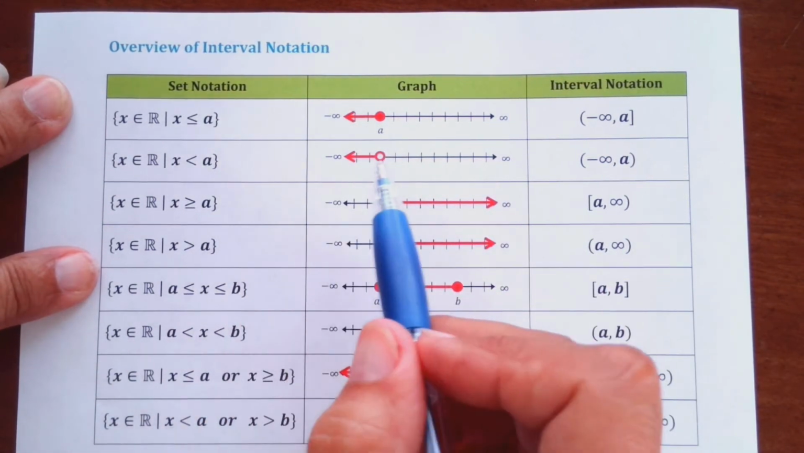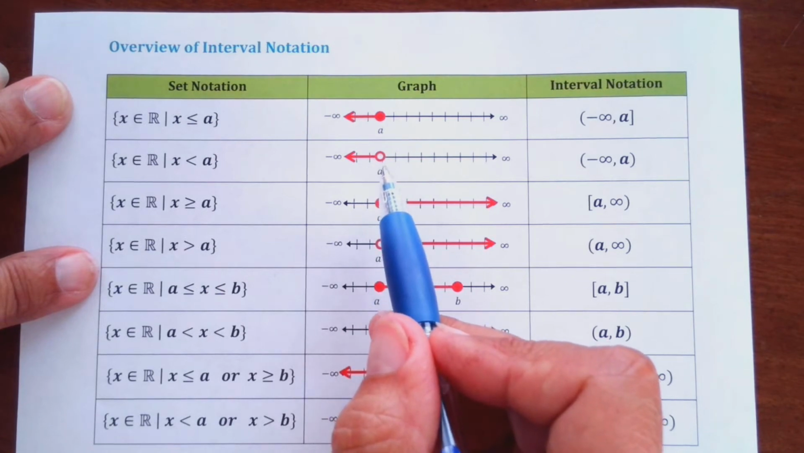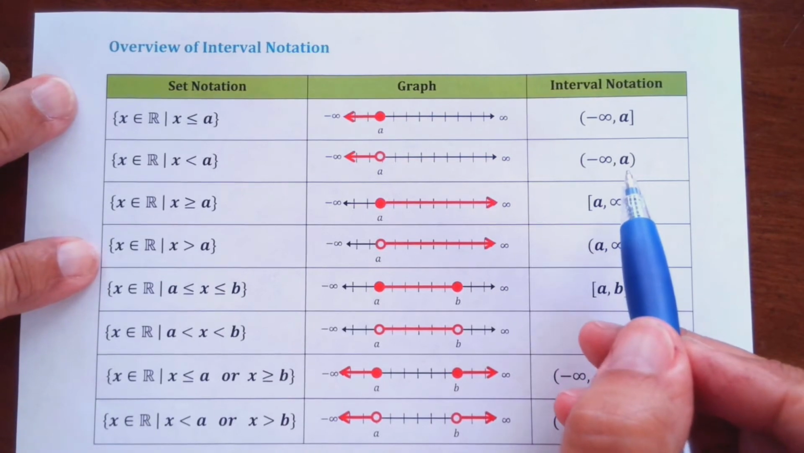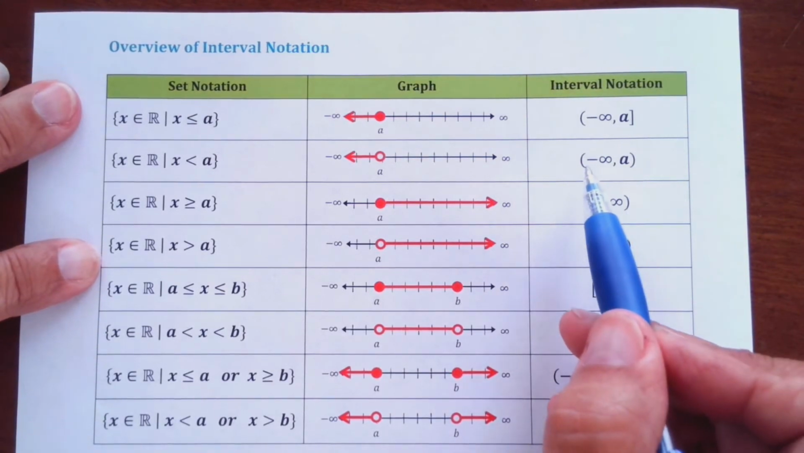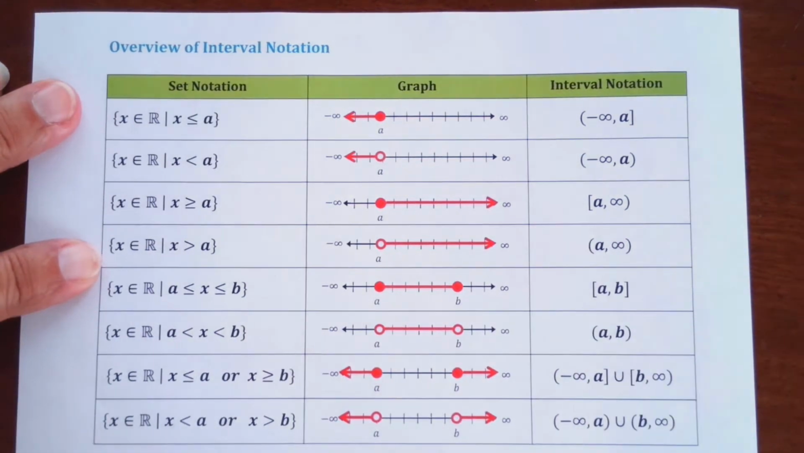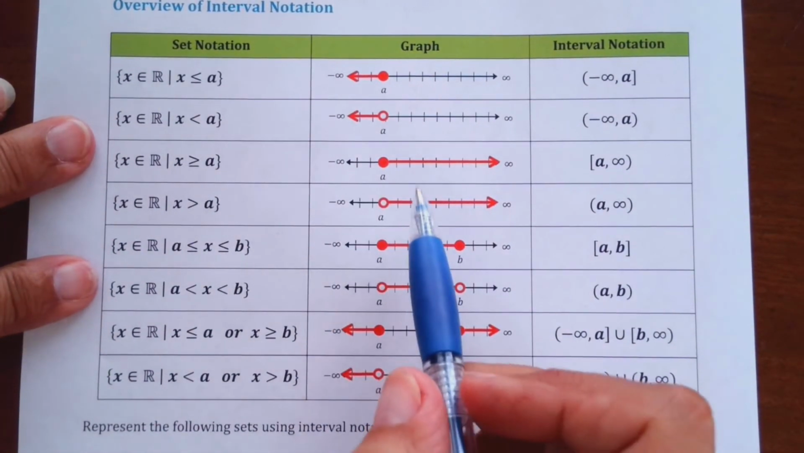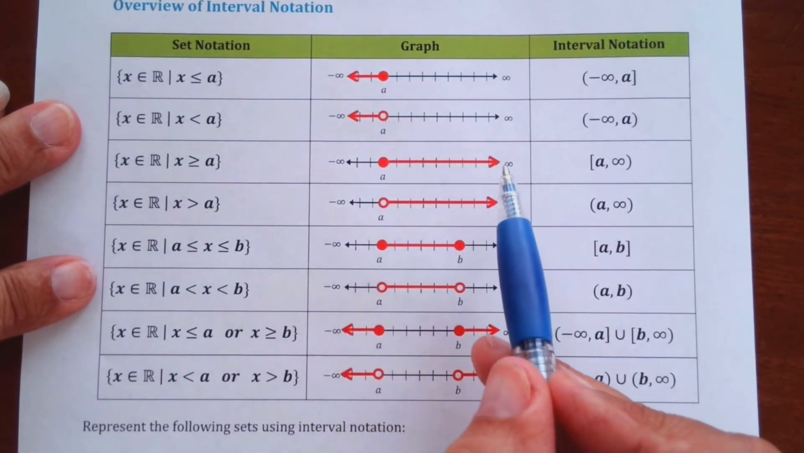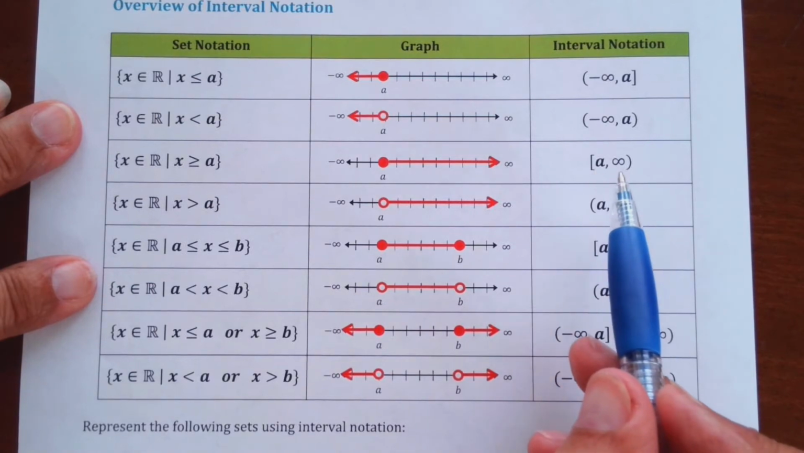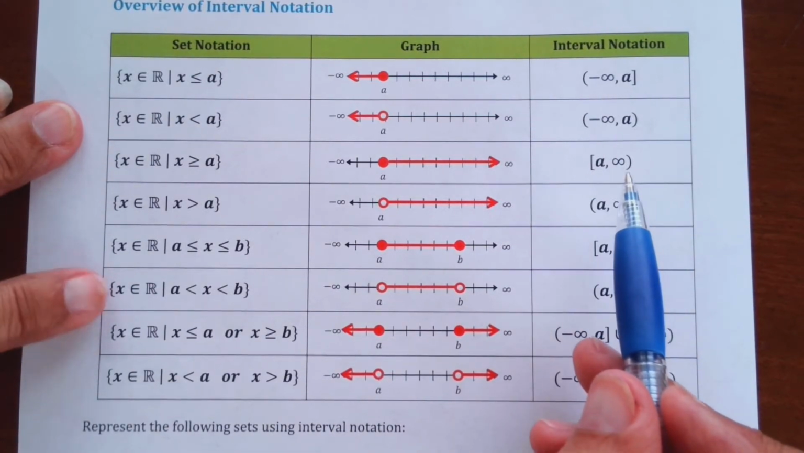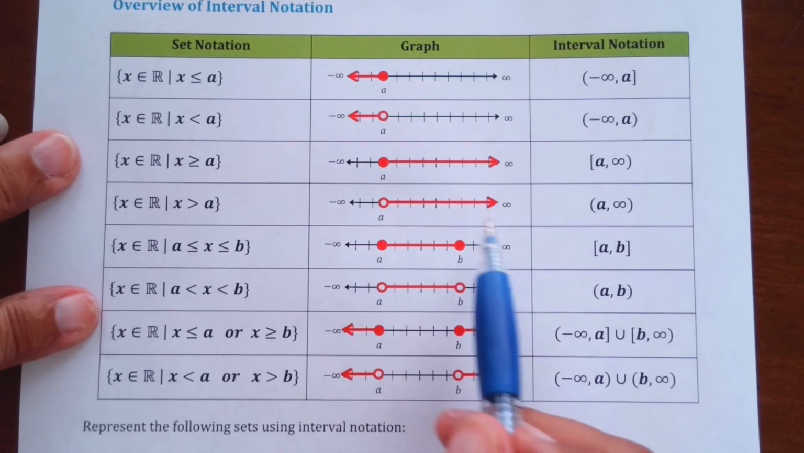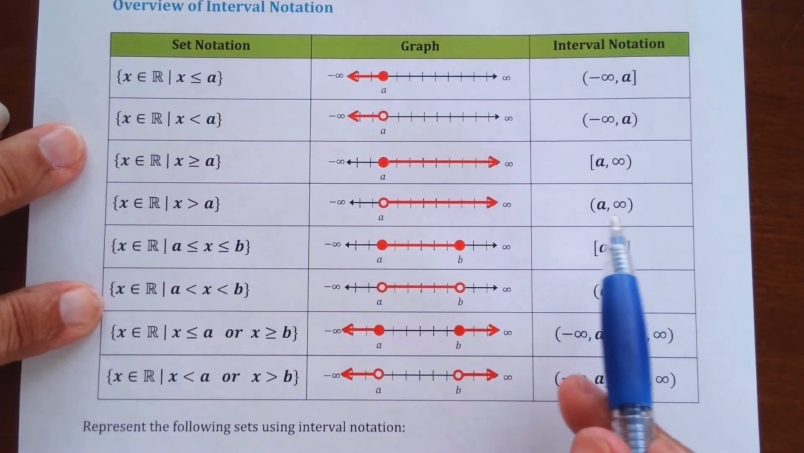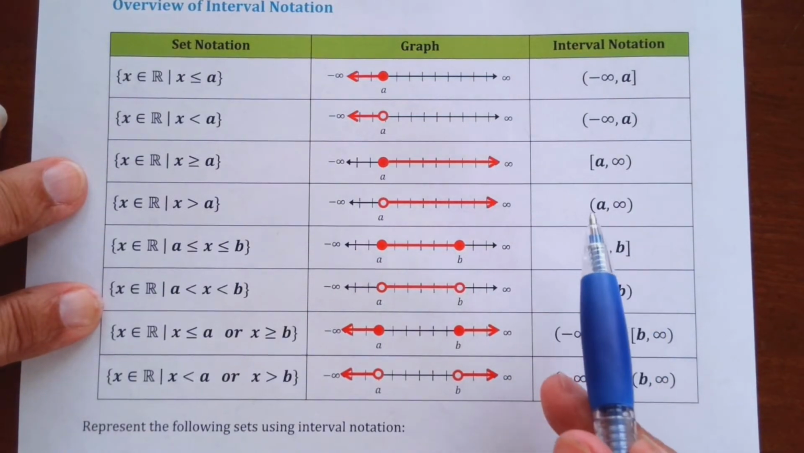For the one right below it, x is less than a. It's the same graph except you're not including a. Remember when you do the graph, it's an open circle. Well, on an interval, it would be a parenthesis. So from negative infinity to a, not including a. Same thing for these, so let's run through them. This one's x greater than or equal to a, so we're going from a to positive infinity, including a, always a parenthesis with infinity. Greater than a would be not including a, and everything towards infinity. So a to infinity, parentheses on both sides, so we're not including a.